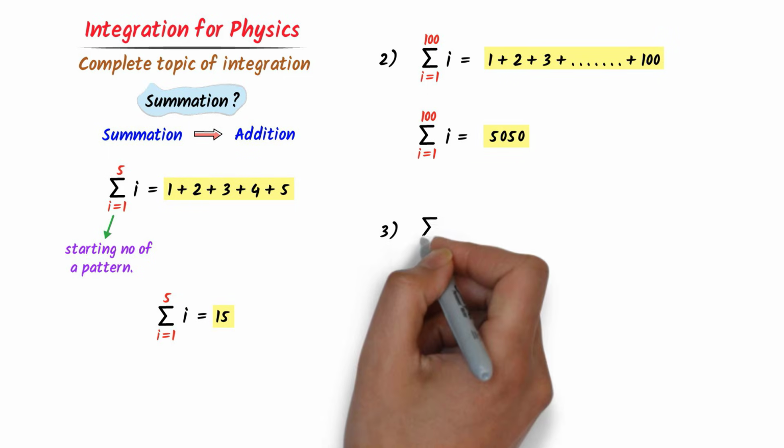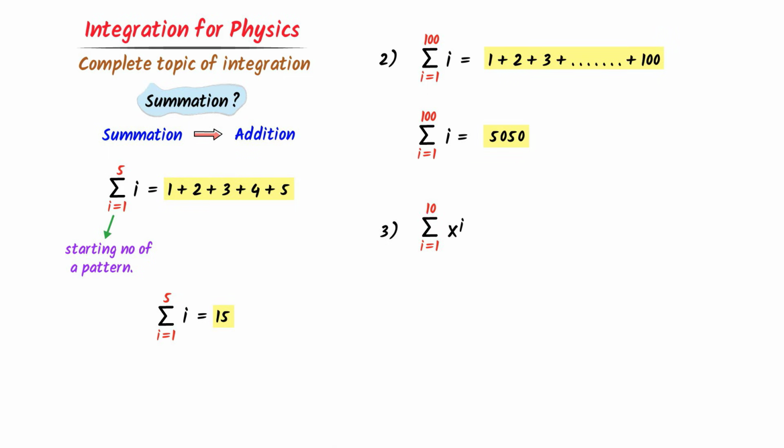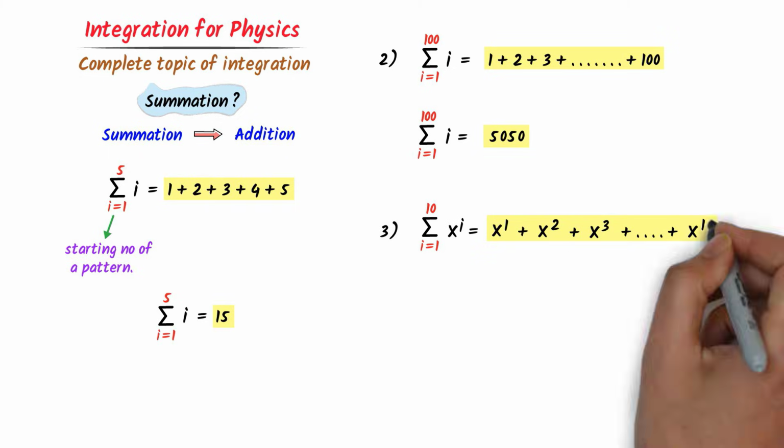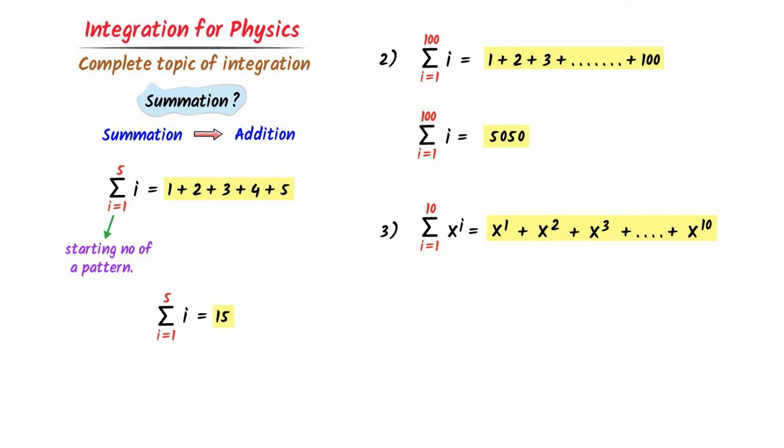Thirdly, consider this sigma notation and write its pattern. Well, the pattern is x_i. I write this x term here. We can see that i starts from 1 and goes up to 10. I write x raised to the power 1 plus x raised to the power 2 plus x raised to the power 3 plus up to x raised to the power 10. Thus this is the pattern of this sigma notation.